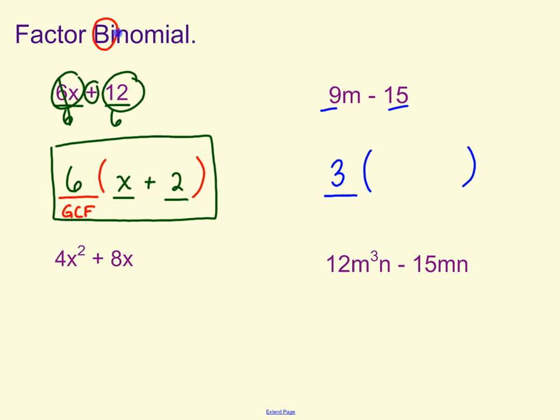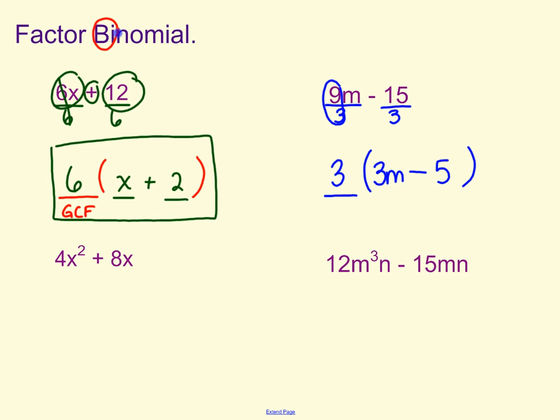And now look at the variables. We've got an m on the right. Do we have an m in the second term? And since we do not, m is not part of our GCF. So we're going to factor a 3 out of both terms, which works like division. So 9 divided by 3 is 3, so that goes in our first spot, and the m sticks with that 3. Bring down your minus sign, and now 15 divided by 3 is 5.